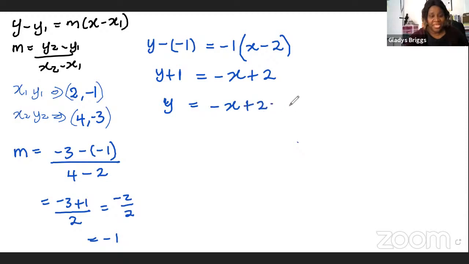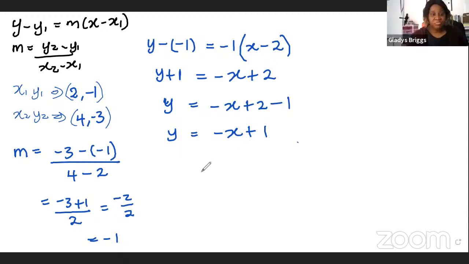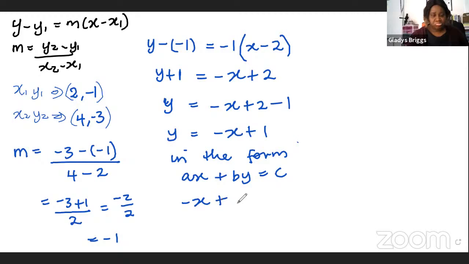Plus 2 minus 1. Yeah? Y is equal to -x plus 1. I think that's what you got, the first one. Yes, but then how do I write it? Rearrange. In the form ax plus by is equal to c, that would be -x plus y is equal to what?